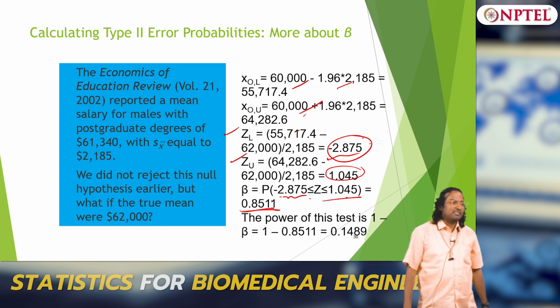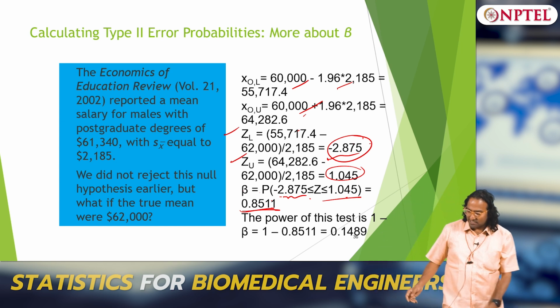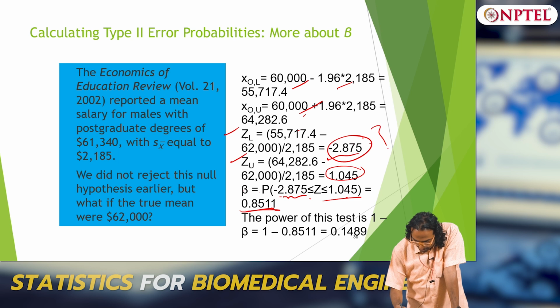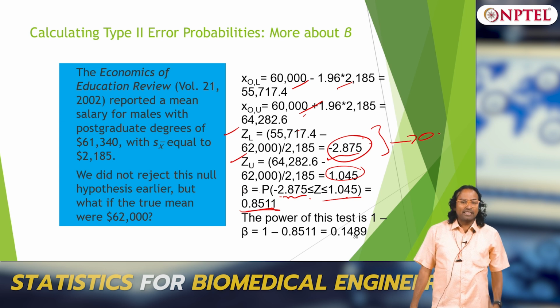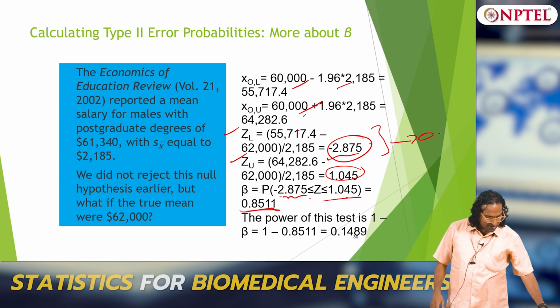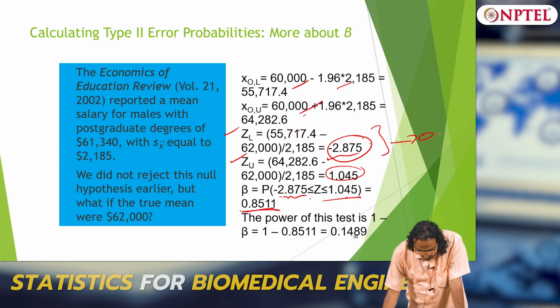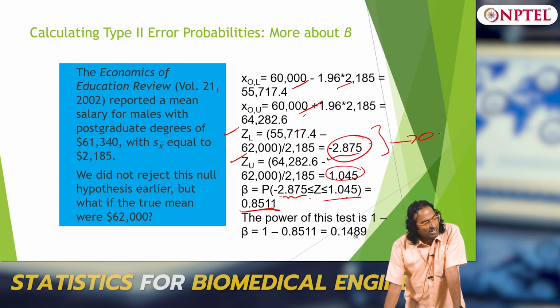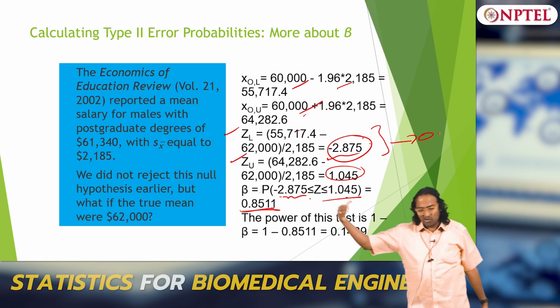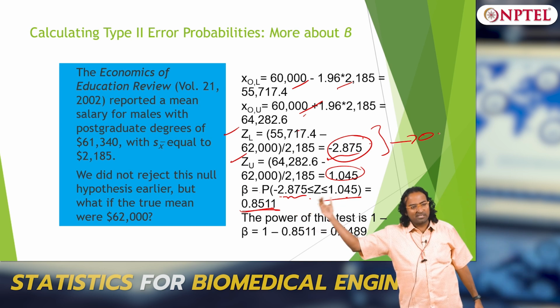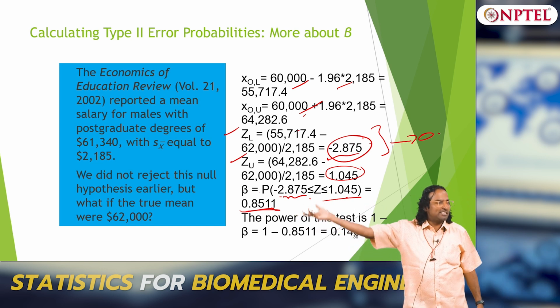Does it make sense? In this case, if you take the lower one, this will be 0, this will be 0. You go and look at it, the probability, let us take this table once again. Why will the probability of ZL be 0? Because this is on the left hand side and you will have values only on the right hand side, because it is 60,000 and your truth is 62,000.